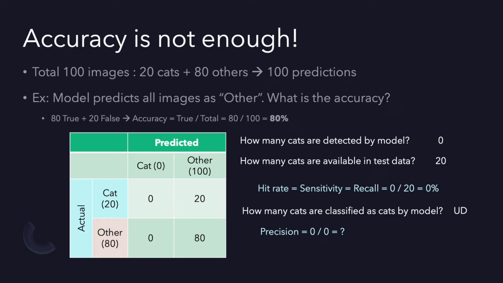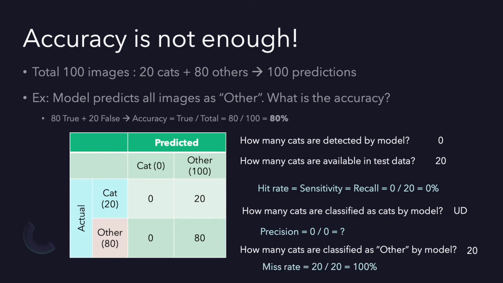And the last question, how many cats are classified as other by the model? All of them, 20. Then miss rate is 100%. The model missed all cats. As you see, if someone says the accuracy of my model is 80%, you should not think that it is a success before asking precision and recall values. And precision or recall value are also not enough by itself to understand the model. You will see the reason now.